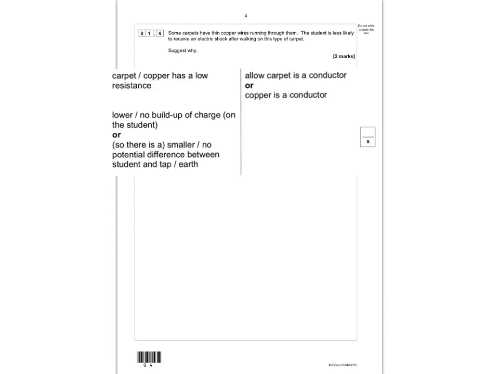And the fact that this has a lower resistance means there's a lower buildup of charge, or there's a small potential difference between the student and the tap or earth. And this idea of a lower buildup of charge, or the fact that there's a small potential difference, is what gives you the second mark. So that brings us to the end of the first question. Can you give yourself a mark out of 8? And get ready to move on to question 2.